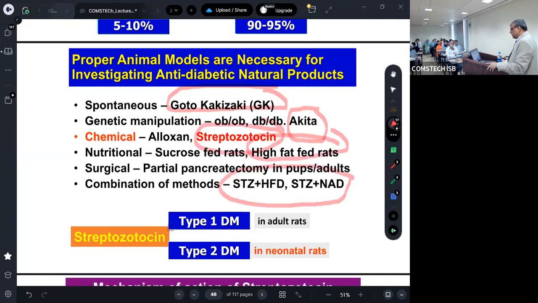Okay, streptozotocin is a very interesting single compound. The dose is different, but if you give it to an adult rat, it will develop type 1 diabetes. If you give it to 2-day-old pups, it will develop type 2 diabetes. In the case of adults, if you give 65 milligram per kg body weight, it develops type 1 diabetes. Depending on the dose and the animal's age, the same chemical may produce type 1 or type 2 diabetes.